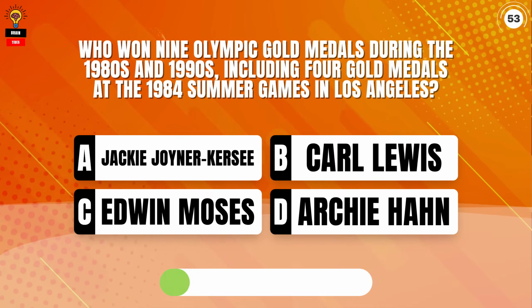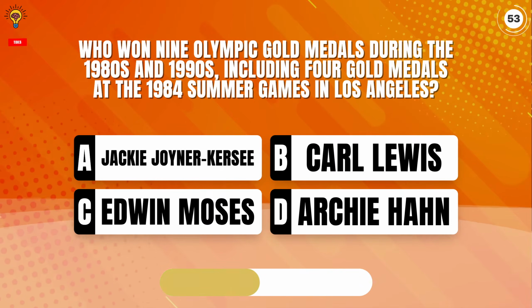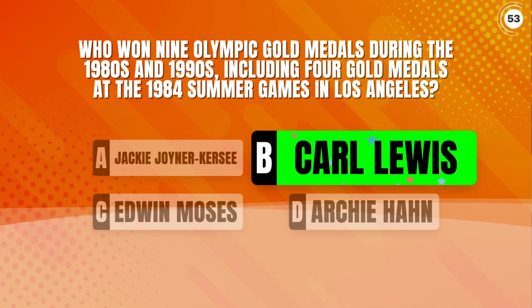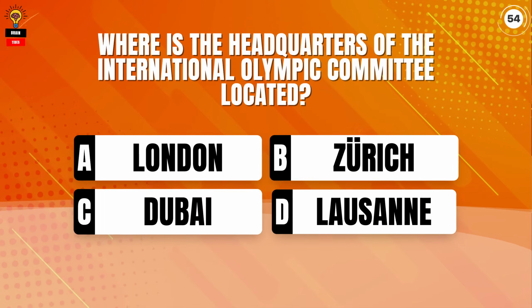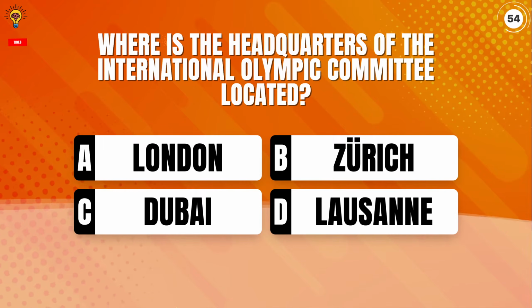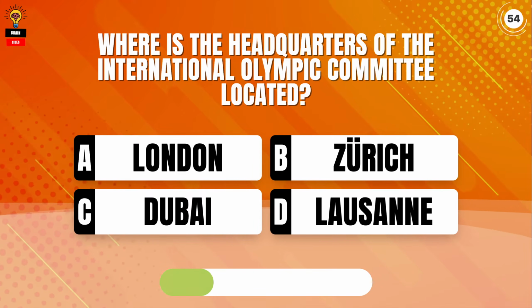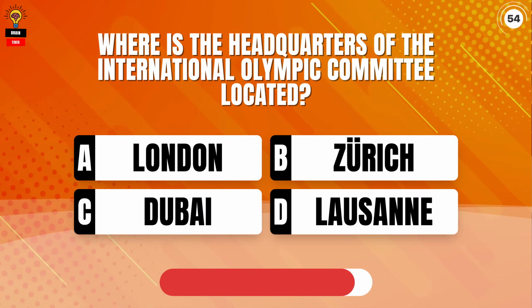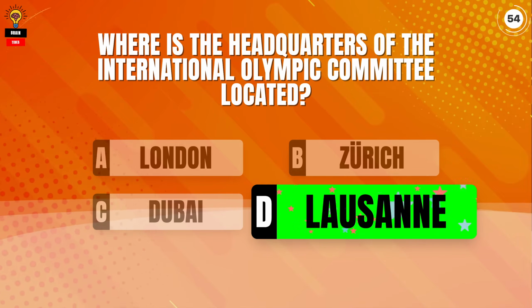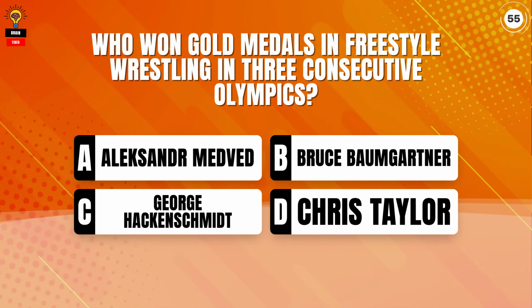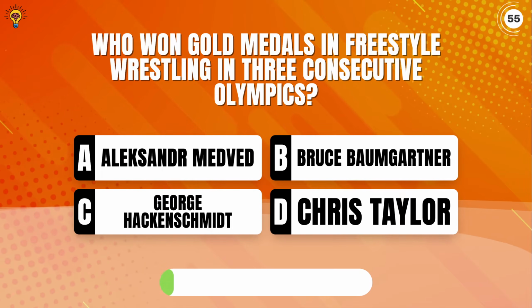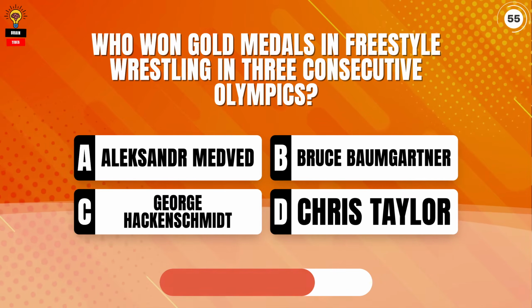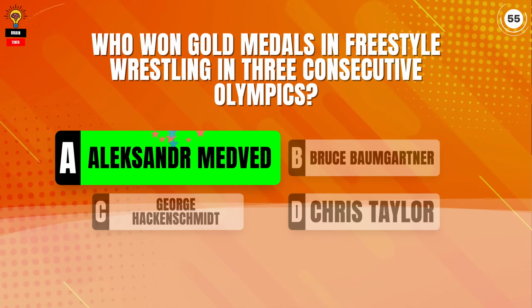Who won 9 Olympic gold medals during the 1980s and 1990s, including 4 gold medals at the 1984 Summer Games in Los Angeles? Carl Lewis. Where is the headquarters of the International Olympic Committee located? Lausanne. Who won gold medals in freestyle wrestling in 3 consecutive Olympics? Alexandra Medved.